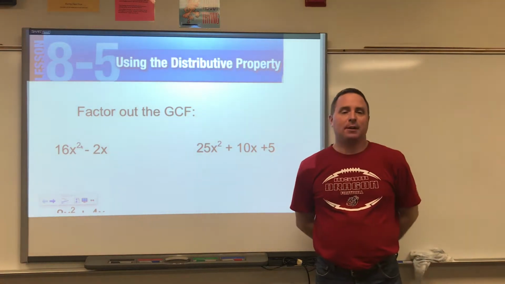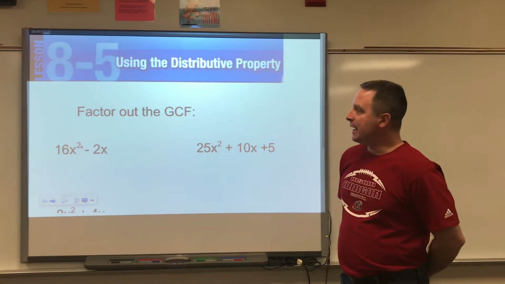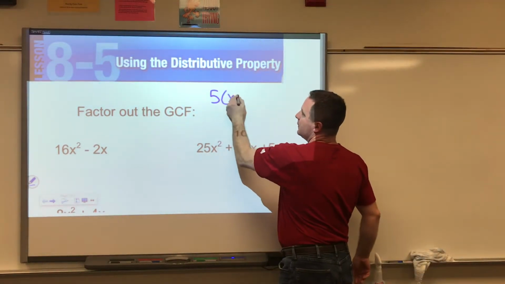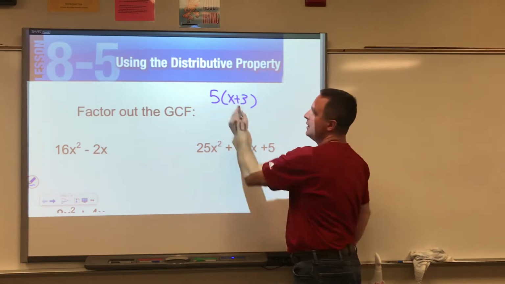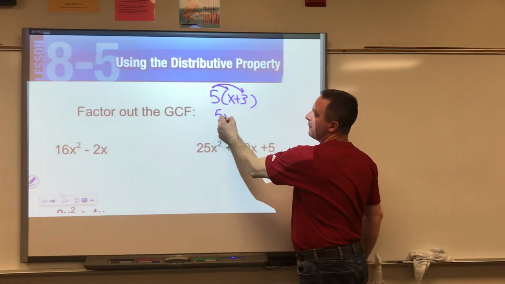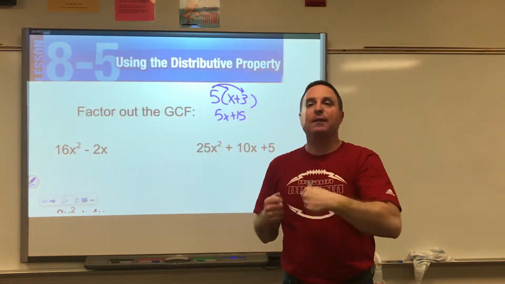Hi, today we're going to talk about section 8.5, using the distributive property. Many of you already know what the distributive property is. It's something that looks like this, where we take the number outside and we multiply it through to get 5x plus 15. Well, today we're going to do the reverse of that.